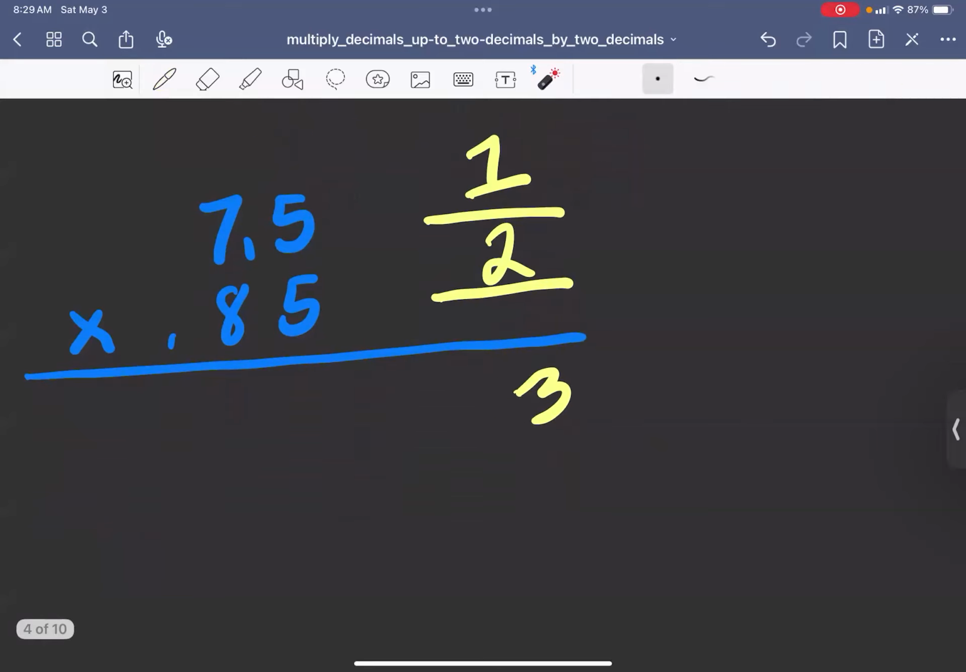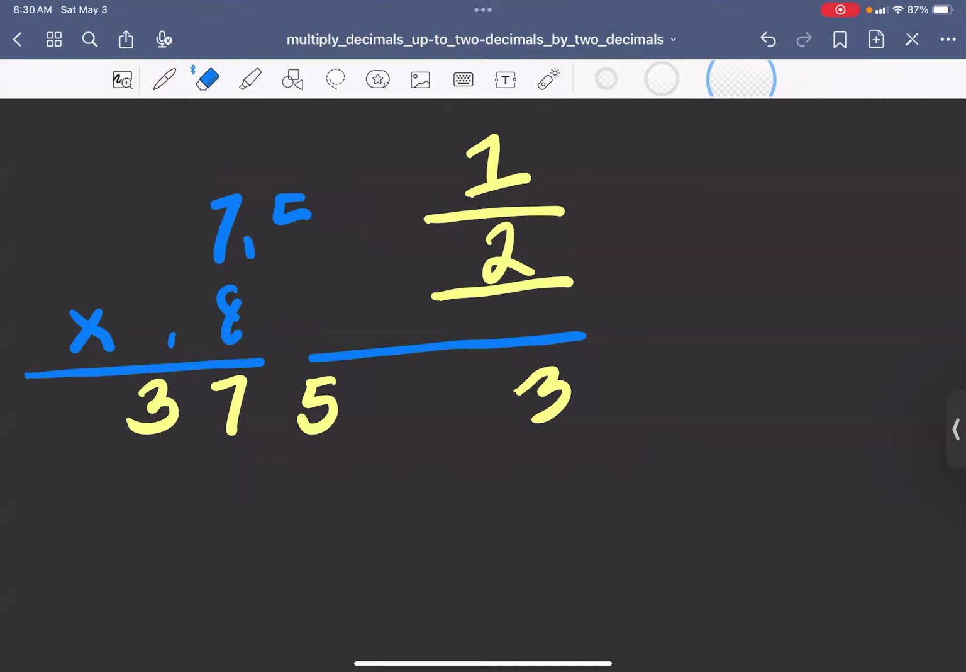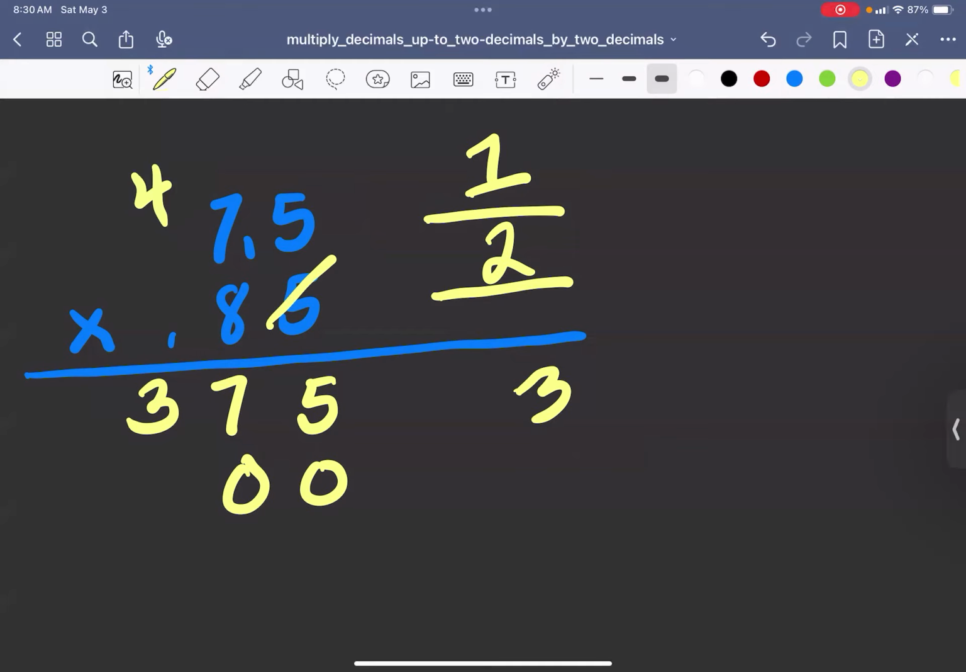So now I'm going to solve. So 5 times 5 is 25. Carry the 2. 5 times 7 is 35. 35 plus 2 is 37. I'm going to just erase this because I already used it. Now I'm going to come down to the 8. So I'm going to first put a 0 as a placeholder. 8 times 5 is 40. 0. Carry the 4. 8 times 7 is 56. 56 plus 4 is 60.